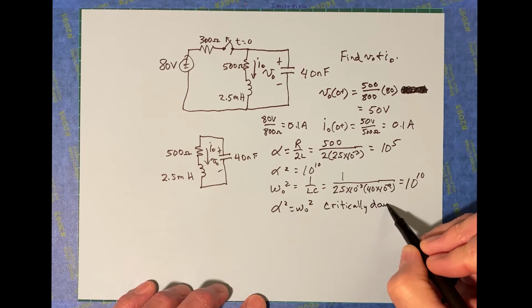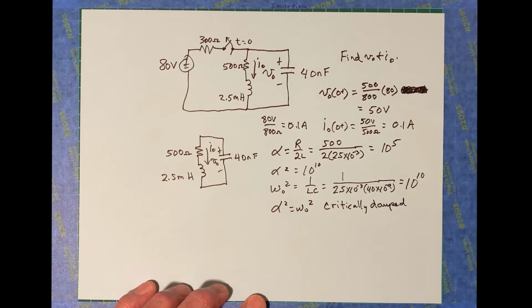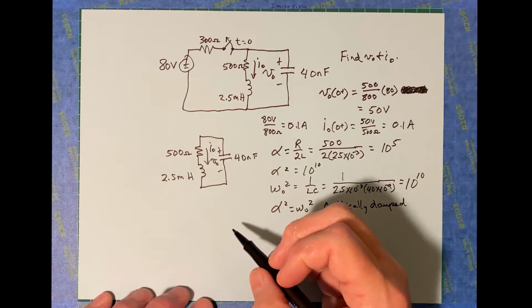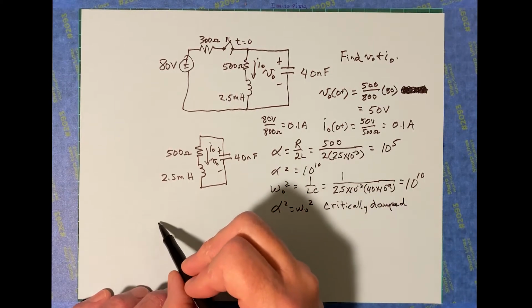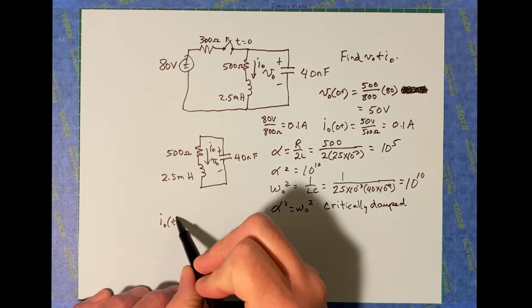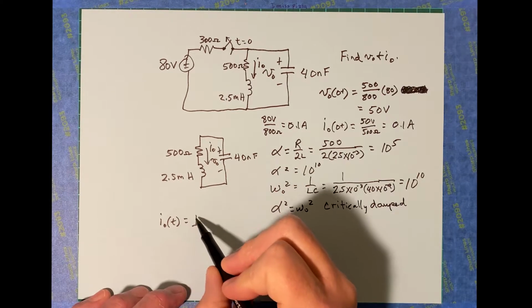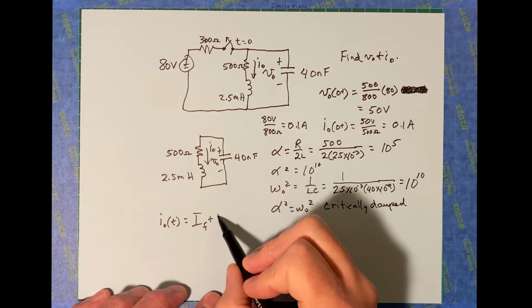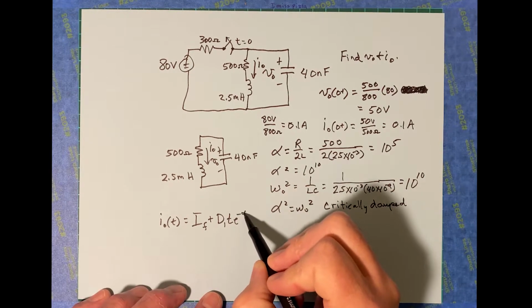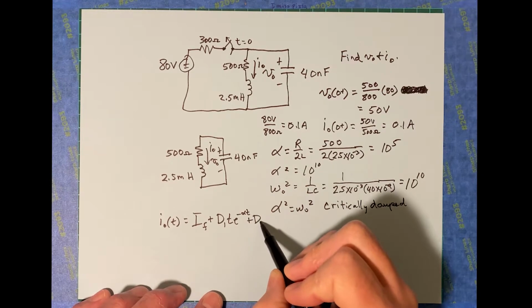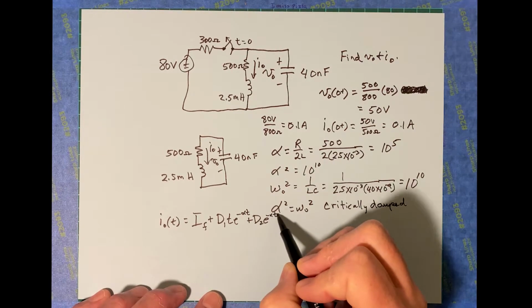Critically damped. All right, do you know the general form of the solution then? For both of our quantities, it's going to be exactly the same. Let's start with i naught as a function of time, which is going to be i final plus d1 t e to the negative alpha t plus d2 e to the negative alpha t.